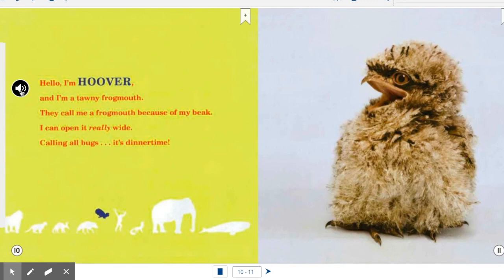So this picture shows a baby bird, but as I read something, I read about a frog. So then while I read, I can understand that they call this bird a tawny frogmouth because of its beak. I see that its beak looks like a frog's mouth.